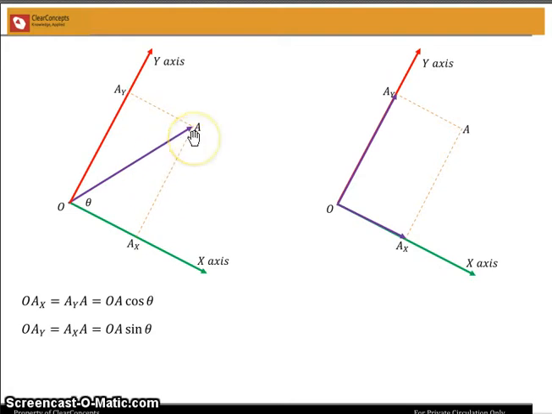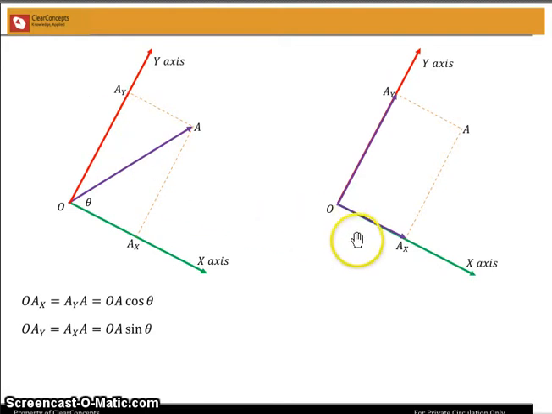Similarly, I can drop a perpendicular onto the y-axis, and the foot of that perpendicular will be the unique point AY. The rectangle OAXAAY is uniquely specified, therefore, by the length OA and the angle theta.